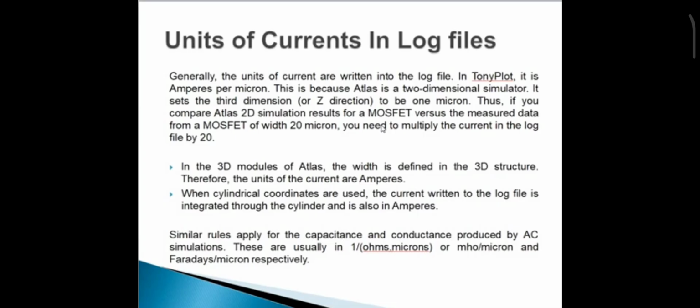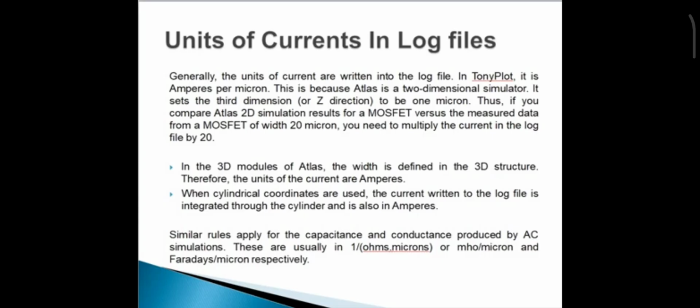There are 4 exceptions, and we will discuss two in this slide. In the 3D modules of Atlas, the width is defined in the 3D structure. Therefore, the unit of the current is ampere in case of 3D structure. The second is when cylindrical coordinates are used: the current written to the log file is integrated through the cylinder and is also in ampere.